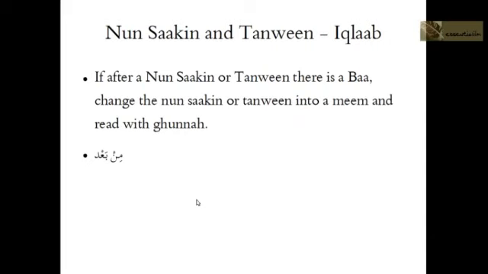Okay, noon sakin and tanween, the third rule is iqlab. If after noon sakin or tanween there is a ba, change the noon sakin or tanween into a mim and read with ghunna. Now it might sound a little bit complicated, but inshallah it's very easy. So again, the first thing we look for is noon sakin or tanween. In this example, we have a noon sakin. The noon sakin will change into a mim and you read it with ghunna.